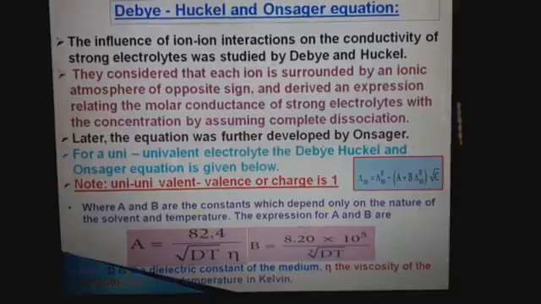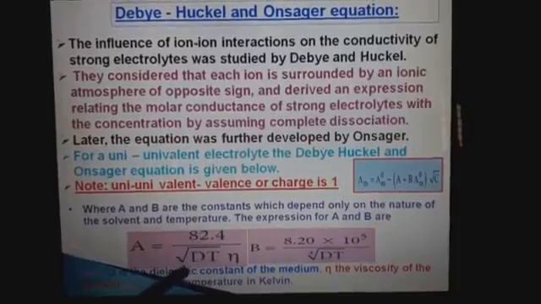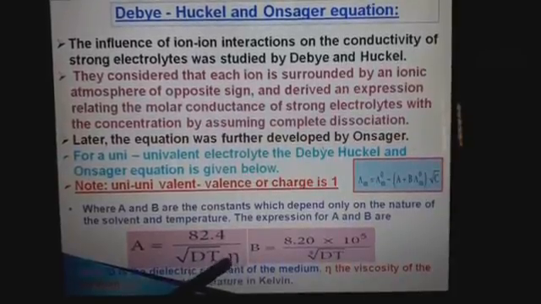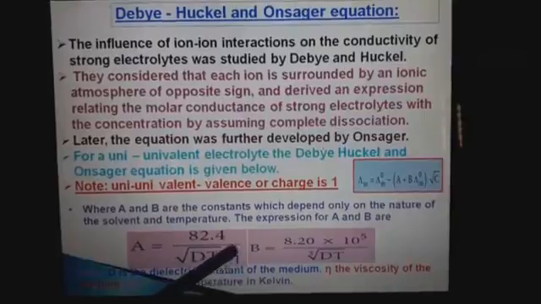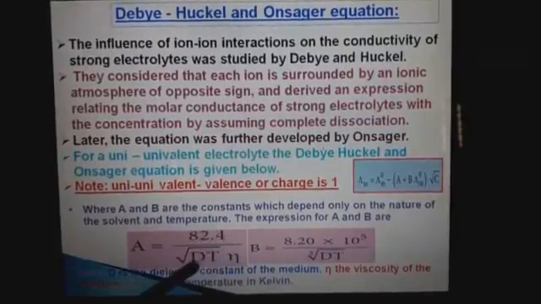A is equal to the derivation formula noted: 82.4 divided by root of D T eta. This is eta, the name of the symbol eta. Eta is the viscosity. In terms of viscosity, 82.4 divided by root D T eta.